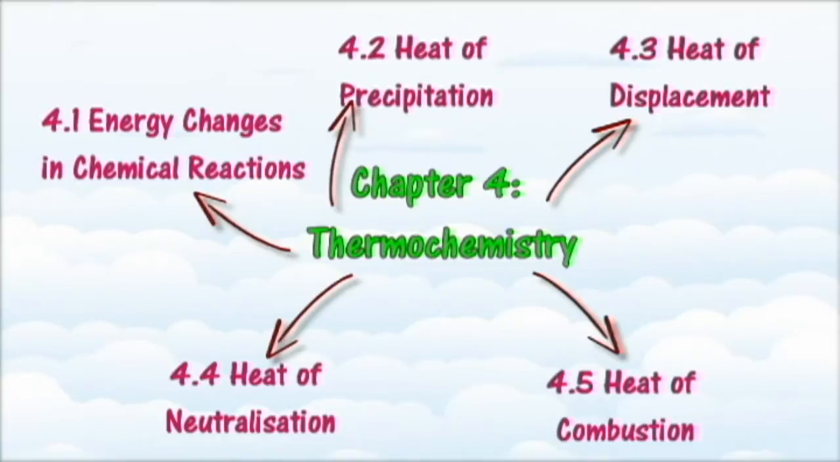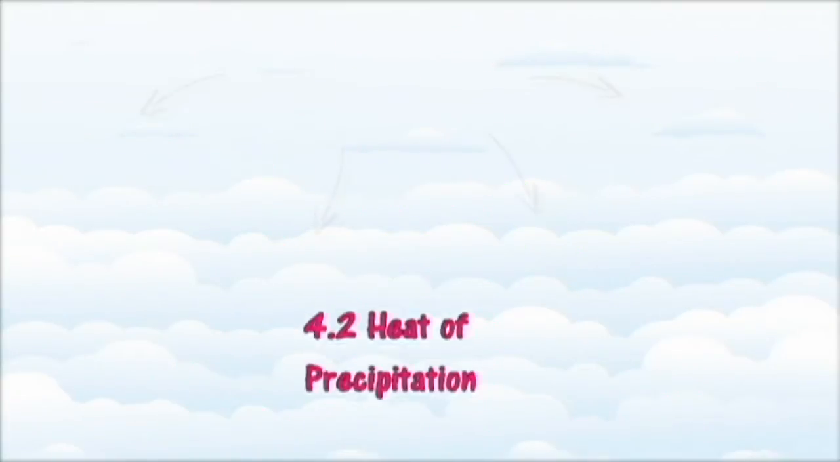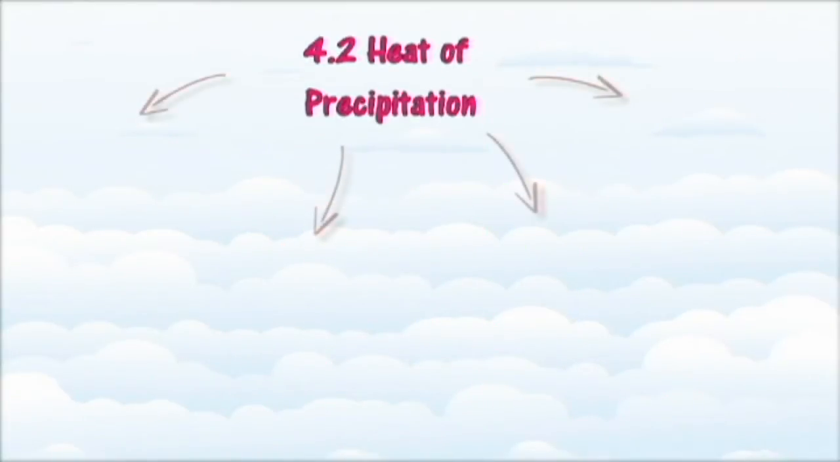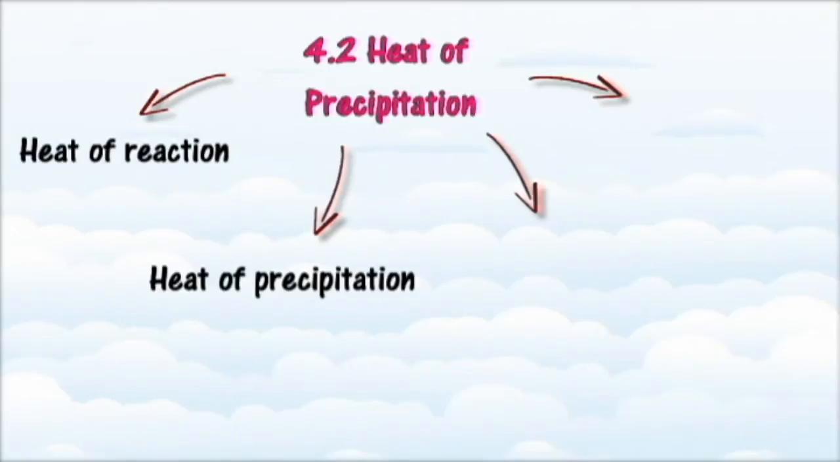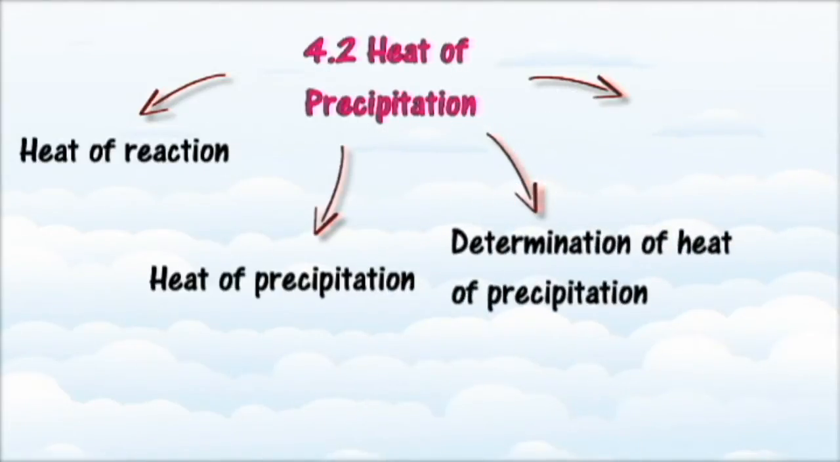In section 4.2, we will learn about heat of precipitation. At the end of this section, you should be able to state what heat of reaction is, state what heat of precipitation is, determine the heat of precipitation for a reaction, and construct an energy level diagram for a precipitation reaction. Solve numerical problems related to heat of precipitation.